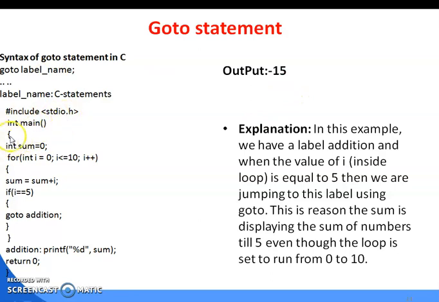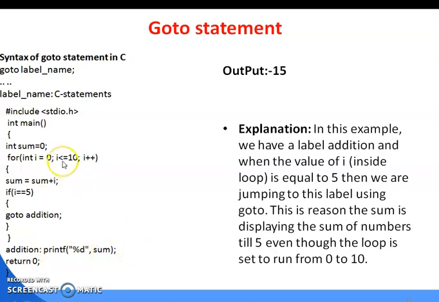#include <stdio.h>, int main, sum equal to 0, for i equal to 0, i less than 10, i plus plus, sum equal to sum plus 5. If i equal to 5, goto addition; printf sum, return 0. That means when i equal to 5, then go to the addition label. The label is followed by the colon symbol, then printf sum.